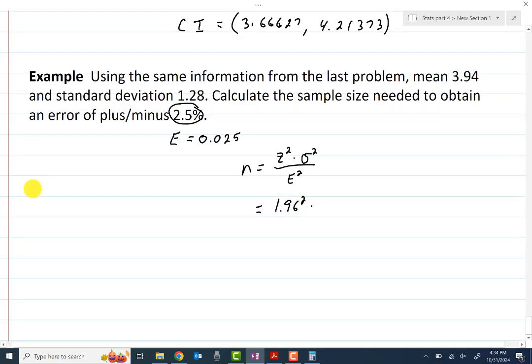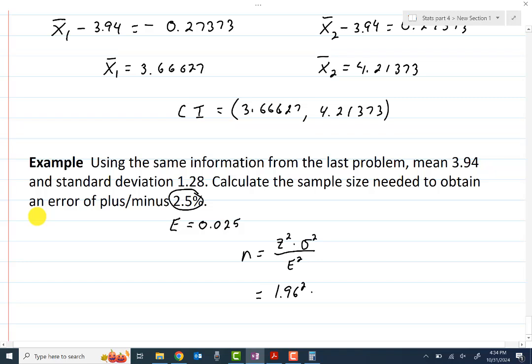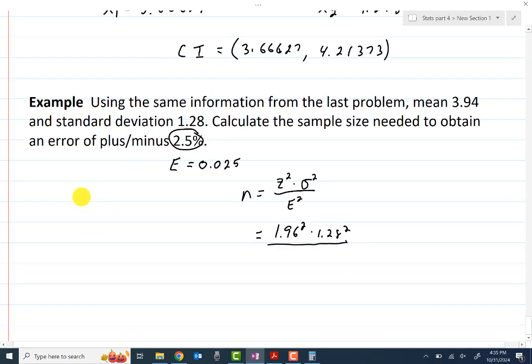The sigma, let me go and recheck what that was. Standard deviation is 1.28, so I have 1.28 squared. And then finally, the error. Here I get 10,070.5, which you'll have to round up to 10,071.